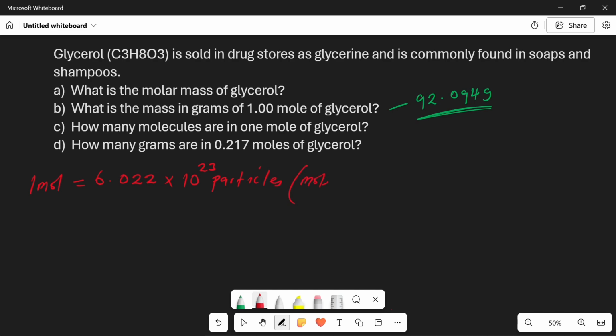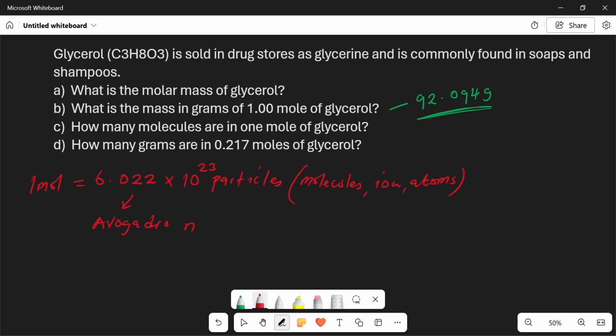Now, these particles we are talking about here include things like molecules. These are the particles we are referring to. Molecules, ions, atoms. So when we say 1 mole of a substance contains 6.022 times 10 to the power of 23 particles, the particles we are referring to are molecules, ions, and atoms in that format. Yes. So this is what we call the Avogadro's constant.